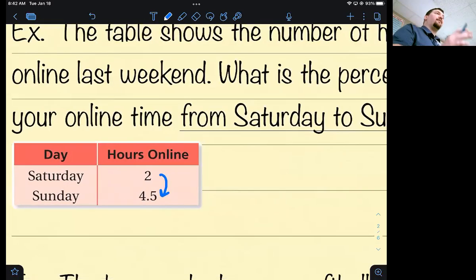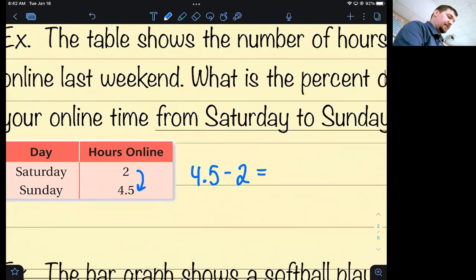So when it says difference over original, the reason we find the difference is that it tells us how much it went up or down by. So big minus small. Again, regardless of what order they give it to you, just do big minus small. 2.5 is the number of hours that we increased our screen time by on Sunday. That's our difference. That's going to go on top.